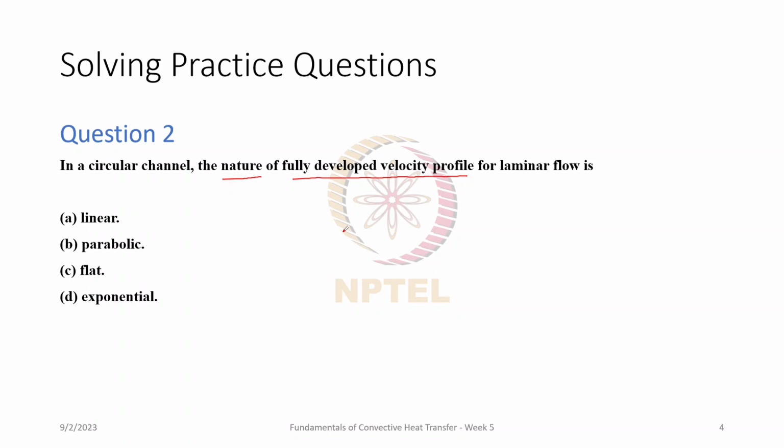So we have one very quick response in favor of option B, parabolic. Let's see what others have to say. Okay, another one in favor of option B. So we have 3 responses in favor of option B. Let's see what everyone else has to say. Another option B. So option B seems really popular. There are 4 responses in favor of option B. That is a parabolic velocity profile.